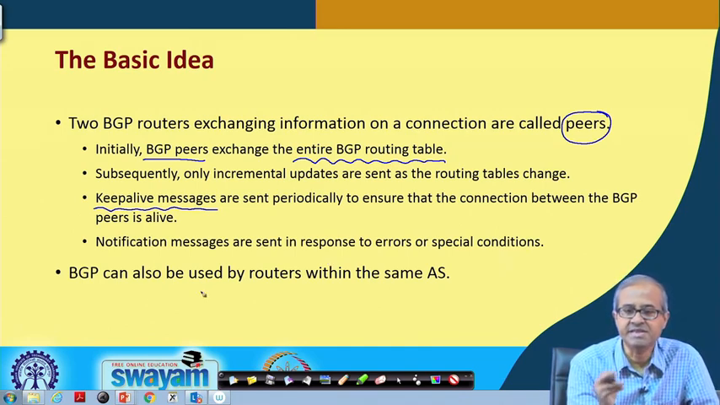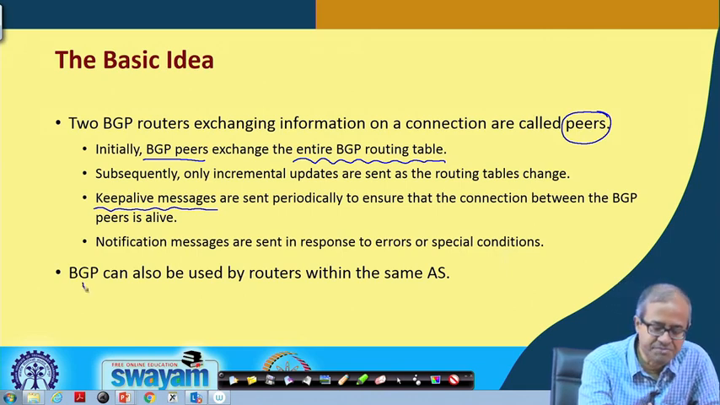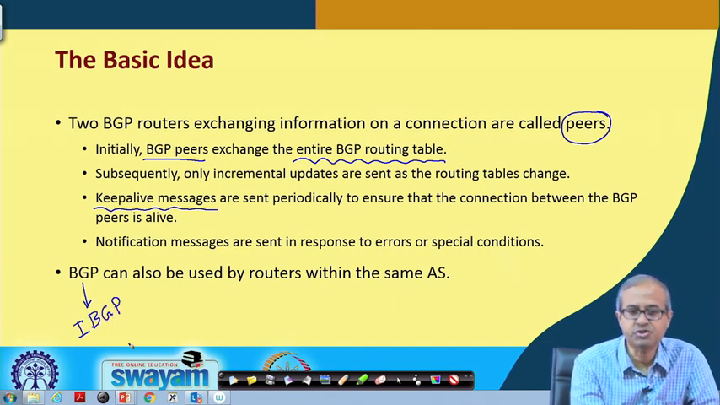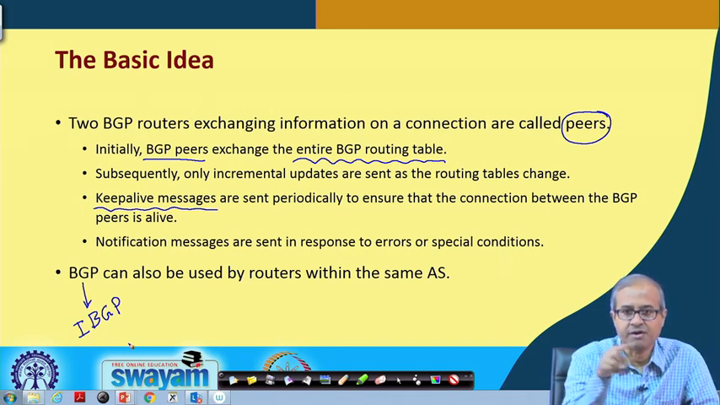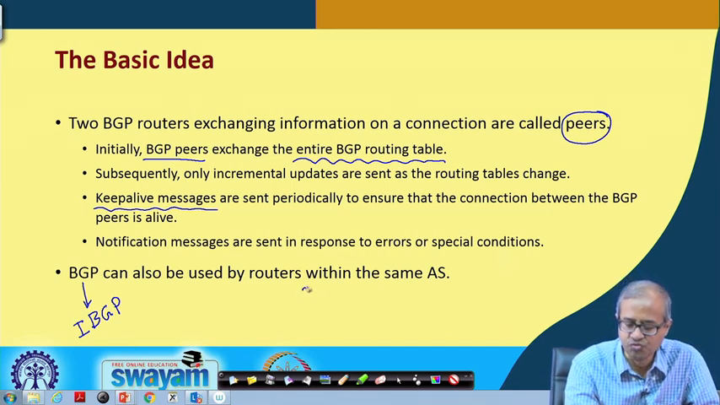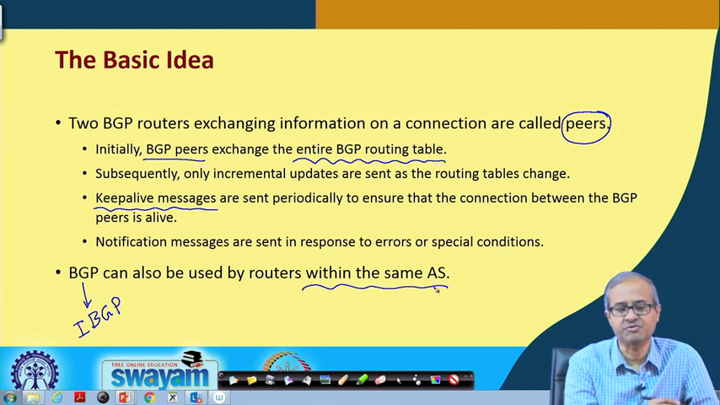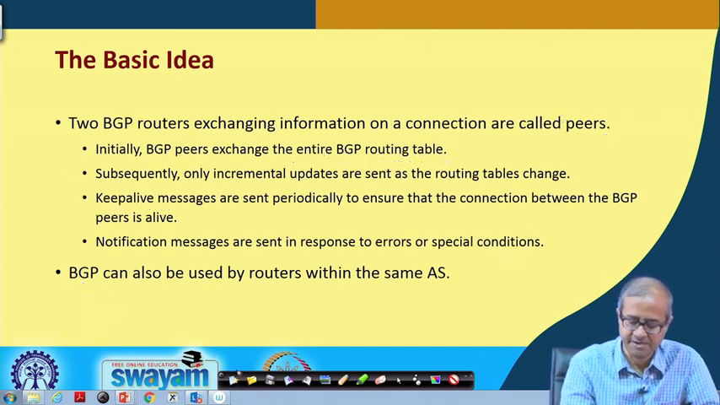As I mentioned, there is a version of BGP called internal BGP, or sometimes in short you call it IBGP, that can also be used by routers to update their information within the same autonomous system, just as a substitute of OSPF, let us say. Okay. Fine.